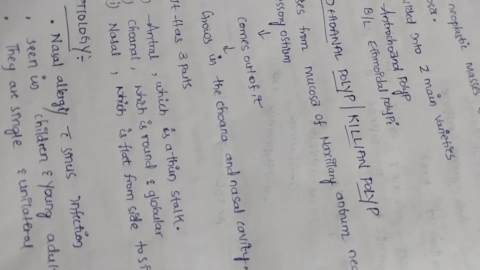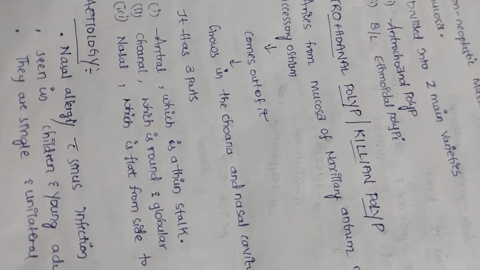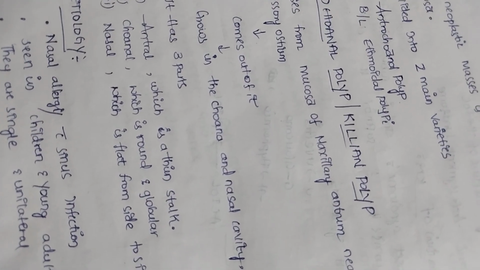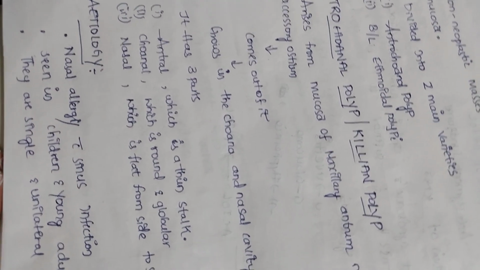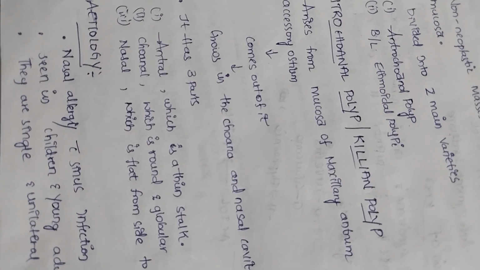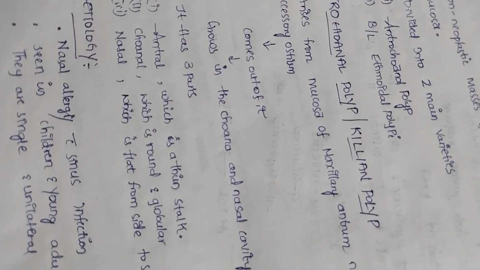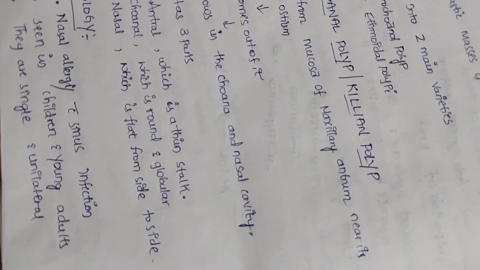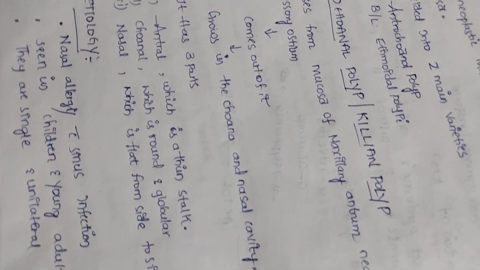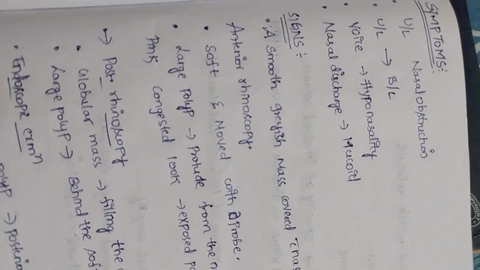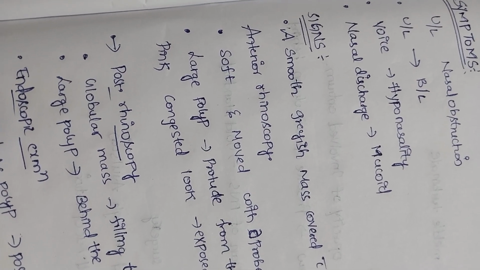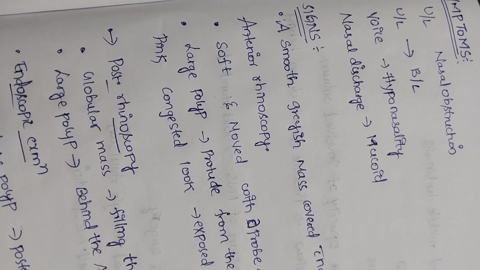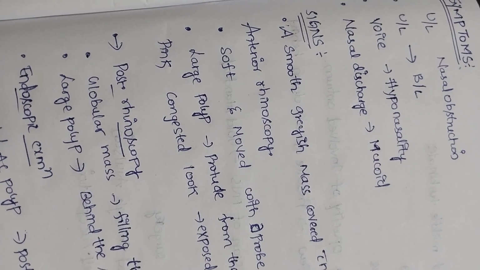Coming to etiology, what causes this antrochoanal polyp? One is nasal allergy with sinus infection. Infection should be there, only then this polyp arises. It most commonly occurs in children and young adults. It is single and unilateral. Symptoms will be unilateral nasal obstruction, which may turn into bilateral. Voice will be thick, hyponasal voice is seen. Nasal discharge will be mucoid discharge.